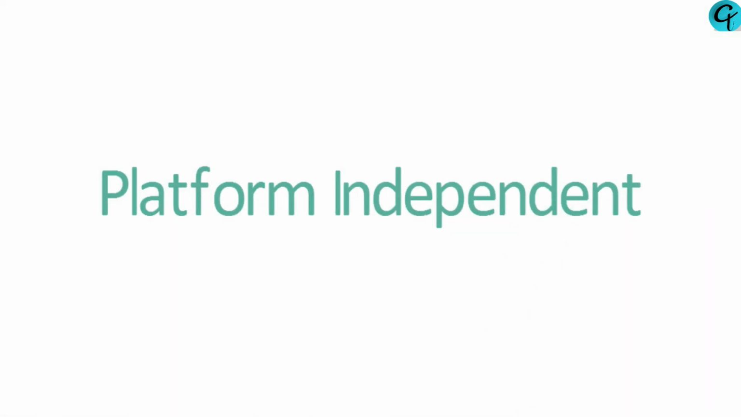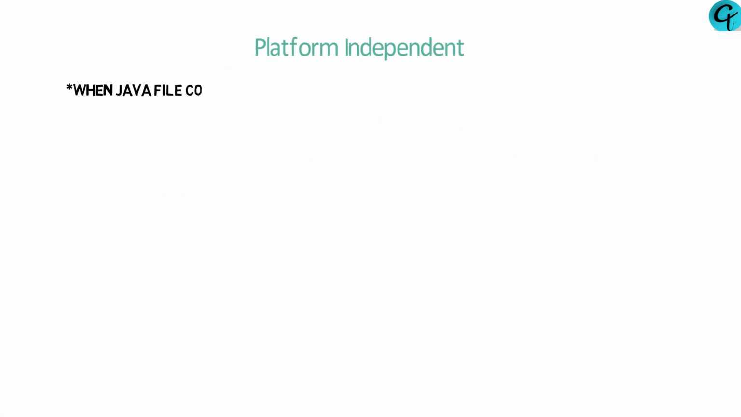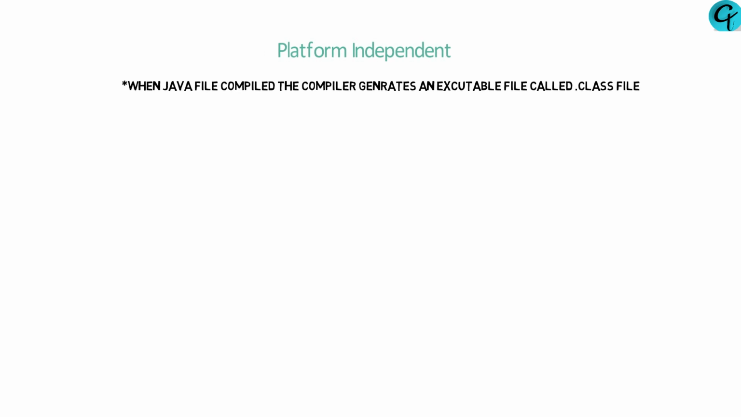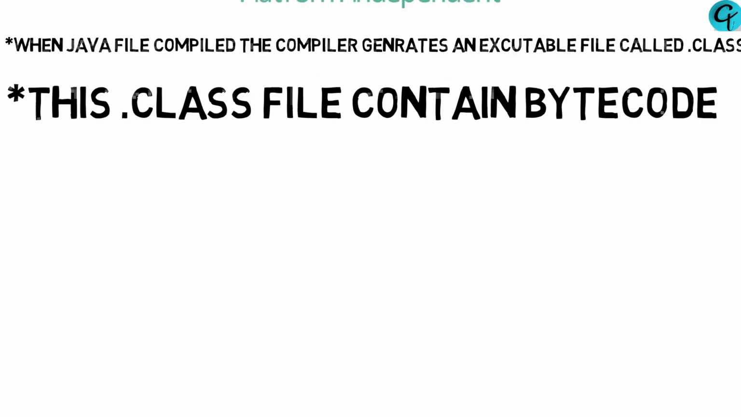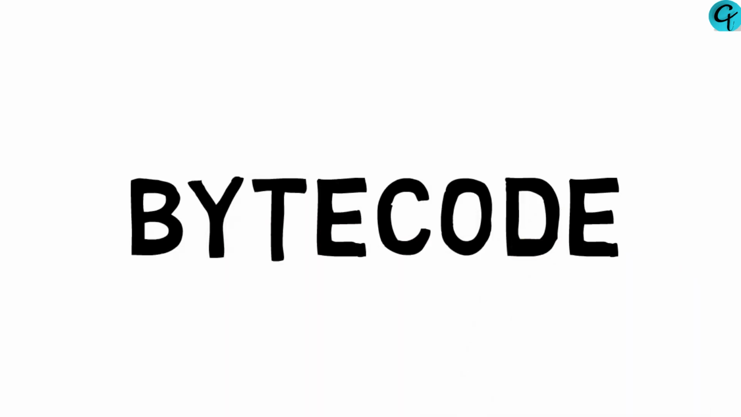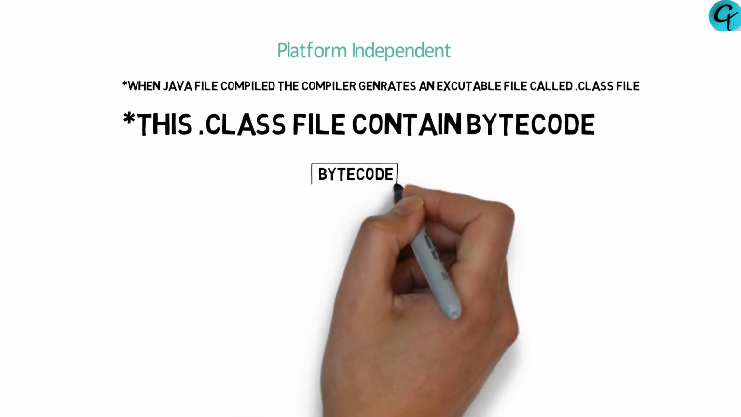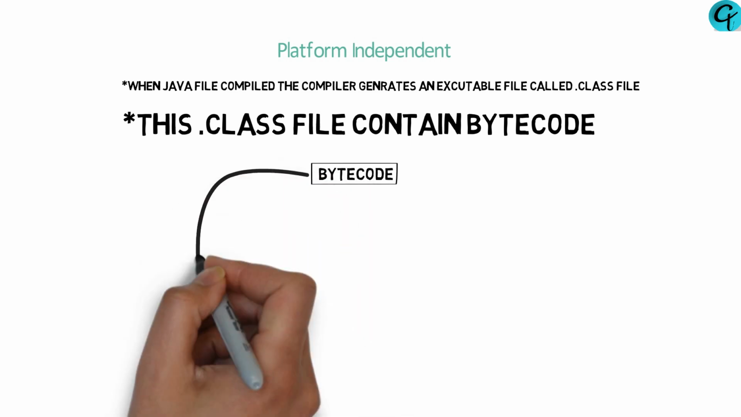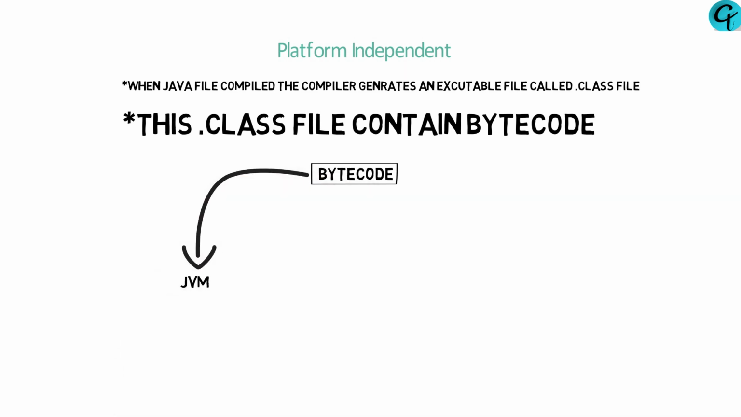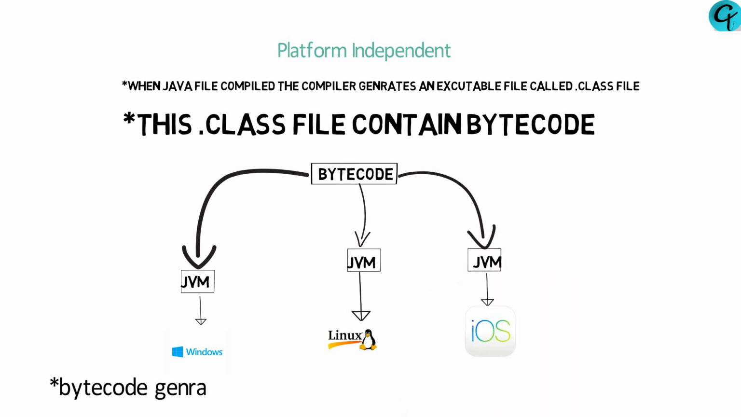Our second feature of Java is platform independent. When a Java file is compiled, the compiler generates an executable file called a .class file. This .class file contains bytecode. Bytecode is a set of instructions for the JVM. Bytecode generated on one platform can be executed on any platform, like Windows operating system, iOS operating system and Linux operating system.